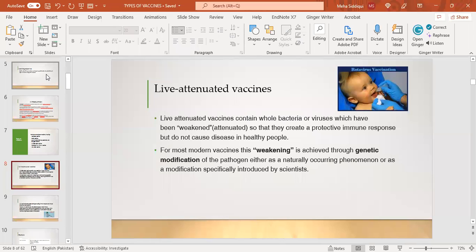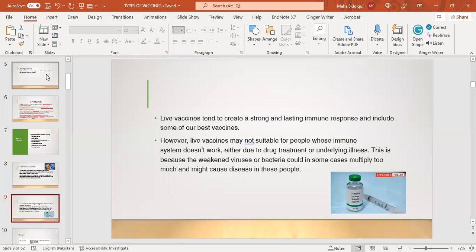These are the vaccines that contain whole bacteria or viruses which have been weakened or attenuated so that they create a protective immune response but do not cause disease in healthy people. For most modern vaccines, this weakening is achieved through genetic modification of the pathogen, either as a naturally occurring phenomenon or as a modification specially introduced by scientists. These tend to create a strong and lasting immune response and include some of our best vaccines.